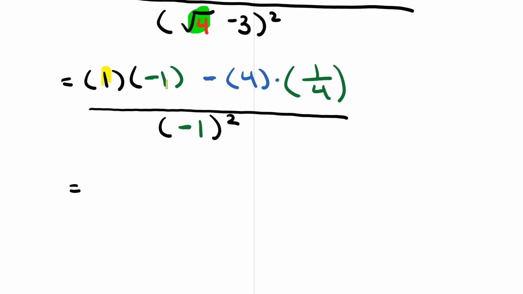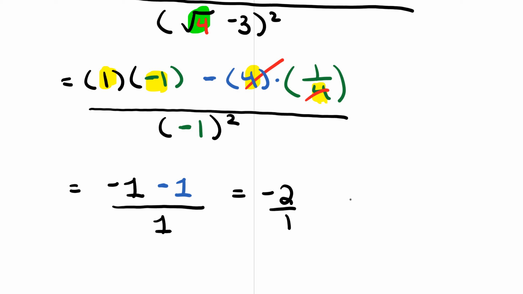So 1 times negative 1 is going to be negative 1. And then I can see that this 4 and that 4, they just cancel off. So I have a negative 1 on the numerator, and on the denominator, I just have a positive 1. So this value will be negative 2 over 1, which is just negative 2. Okay, so that was quite a bit of work there just to get the slope there. So let me kind of box that right there.